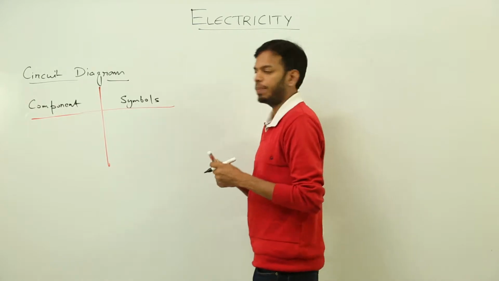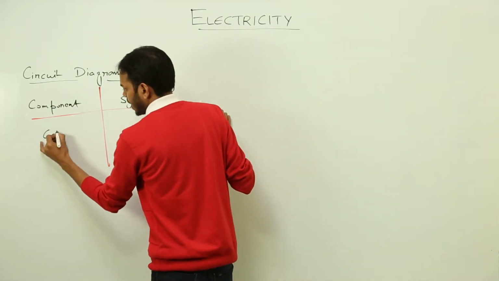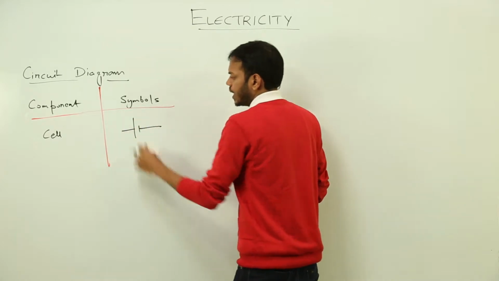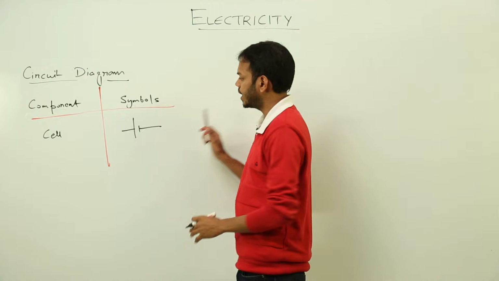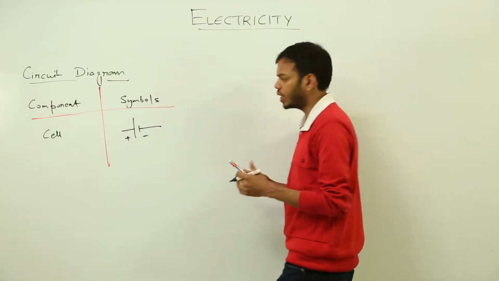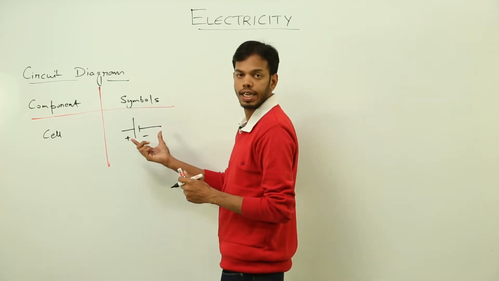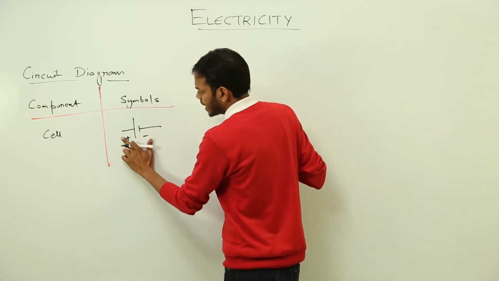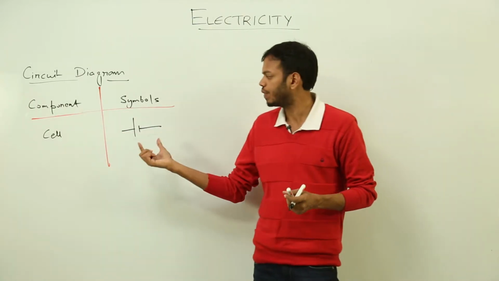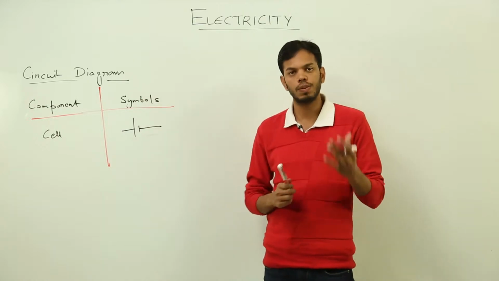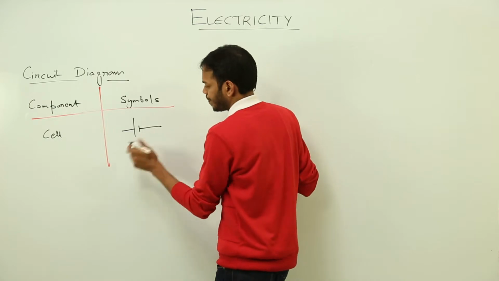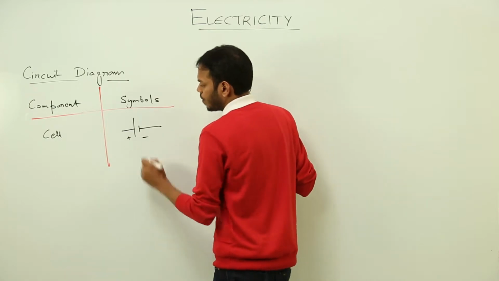So the very first and basic one is a cell. The cell is shown by this. The longer line is positive and the shorter line is always negative. We never actually show the positive and negative signs when we draw this in a circuit. We show it like this, because the longer line itself specifies that it is positive and the other one is negative. But for your revision you can write it now.